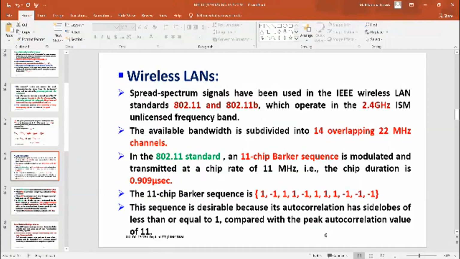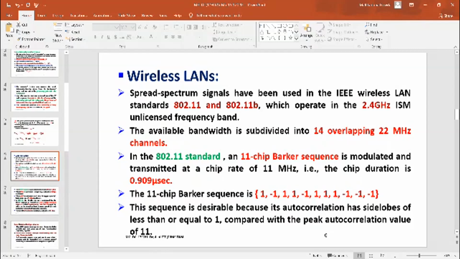Now try to understand the Barker sequence used in this IEEE 802.11 standard, and how it lets us use this DS signal. This Barker sequence is modulated and transmitted at a chip rate of 11 megahertz. The modulation can be BPSK or QPSK; the Barker sequence is modulated using either BPSK or QPSK.